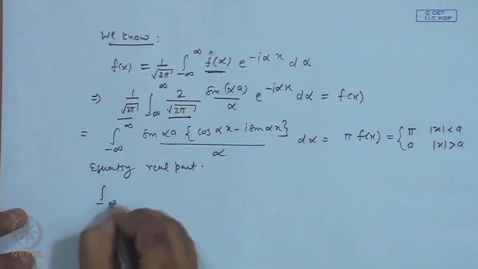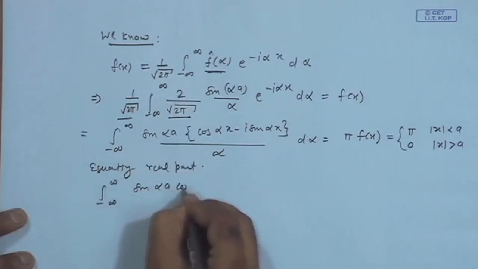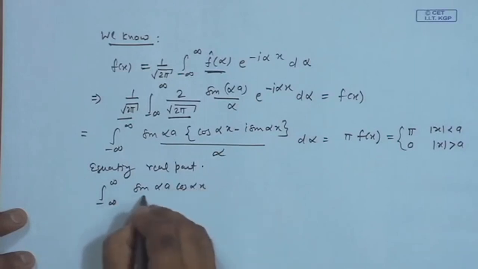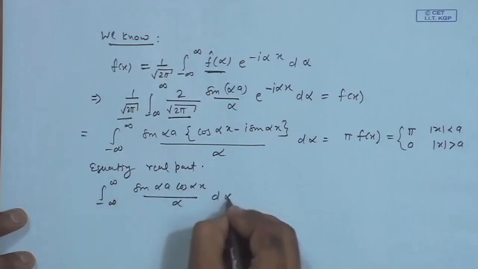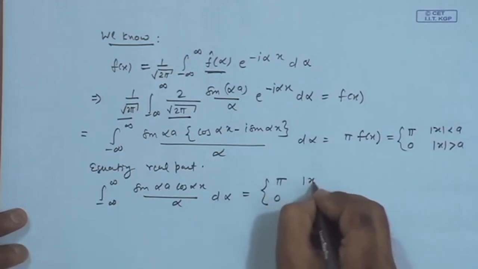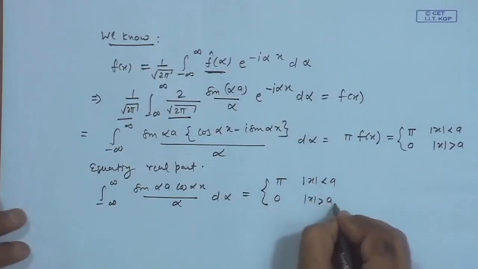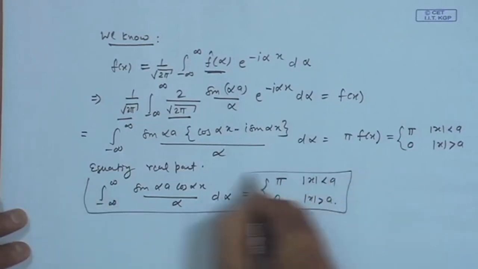So, we get the integral from minus infinity to plus infinity of sine alpha a cos alpha x over alpha d alpha, and the value of this integral is pi if x is less than a and 0 if x is greater than a. So, that was the one part of the question.